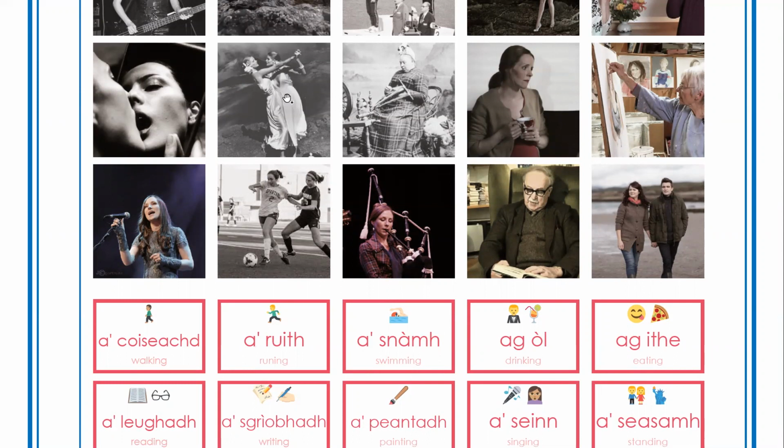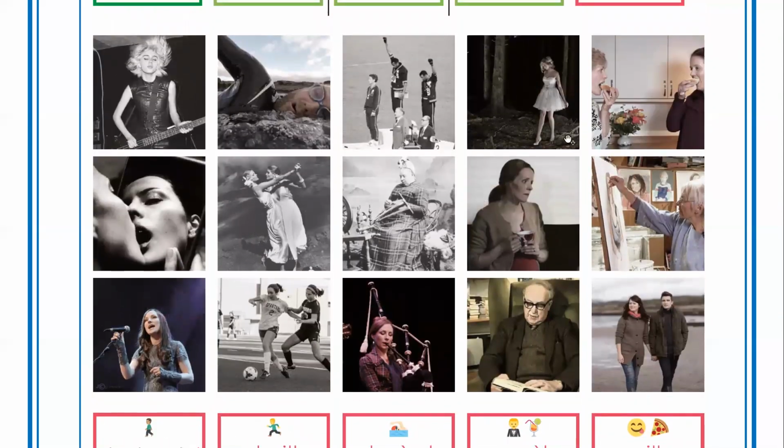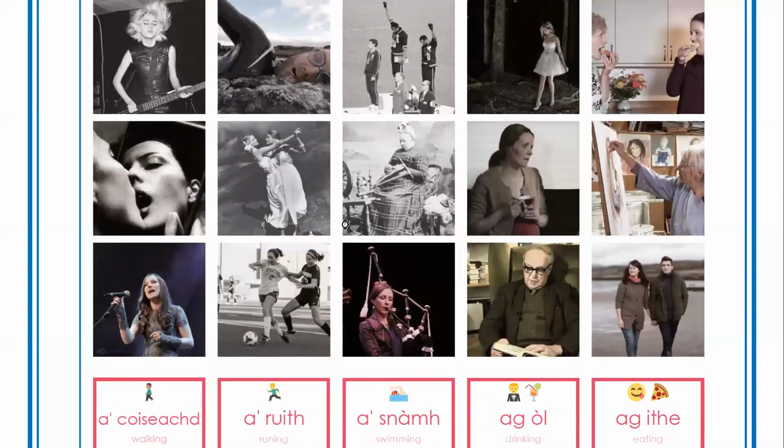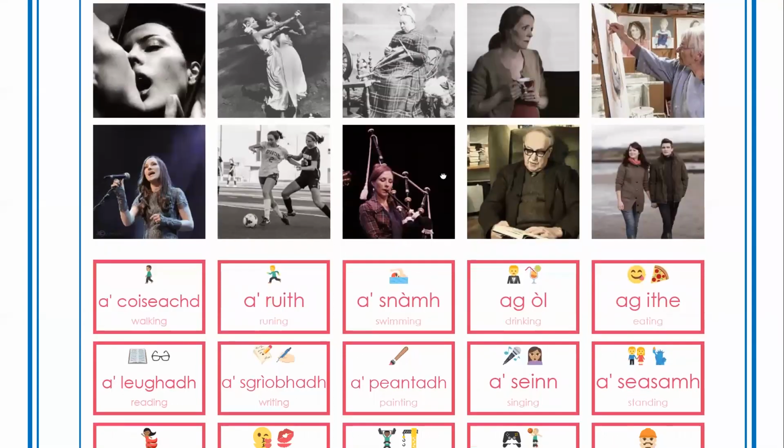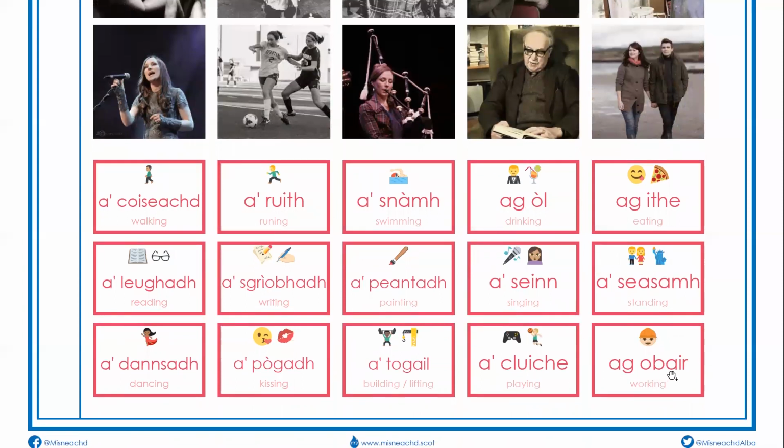Je ha iad a dèanamh. Ha iad a dansig. So we had je ha i a dèanamh, ha i a dansig. Je ha iad a dèanamh, ha iad a dansig. They are dancing. Je ha i a dèanamh. What is she doing? Ha i a gobud. She is working.